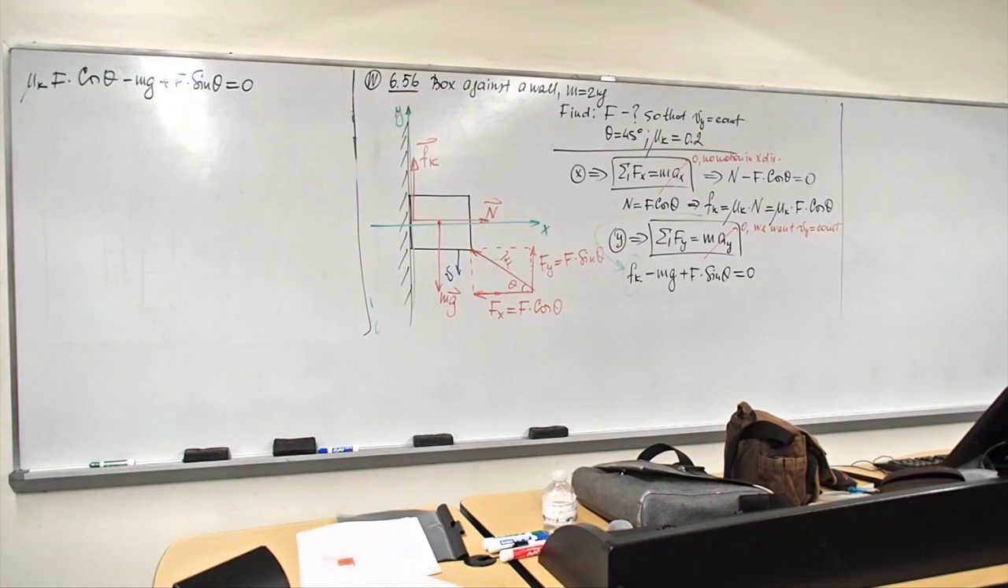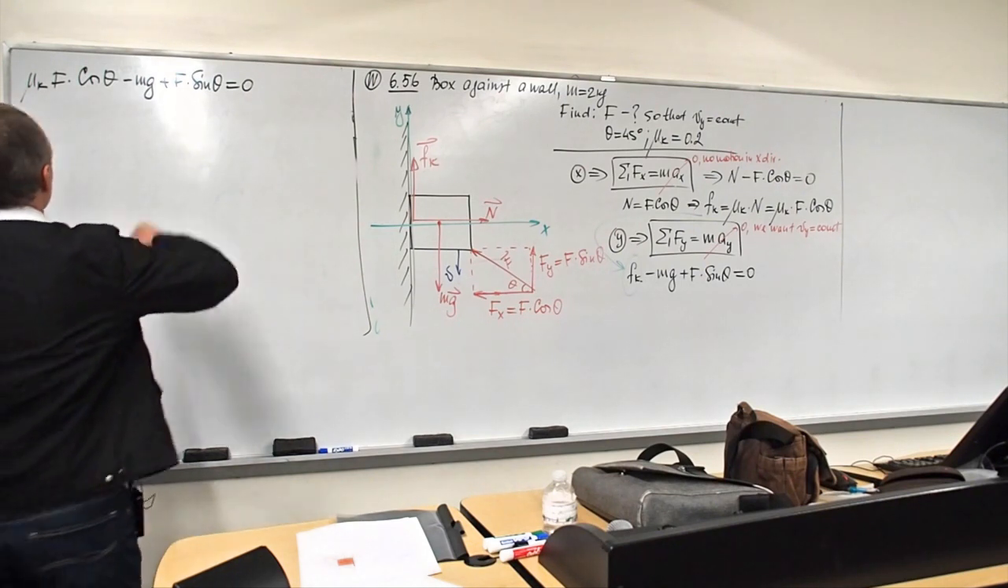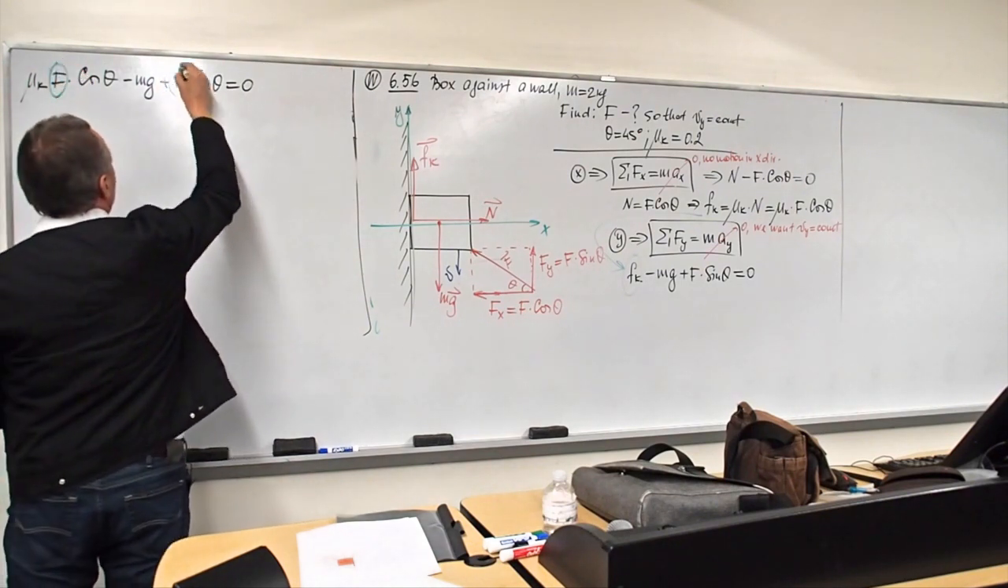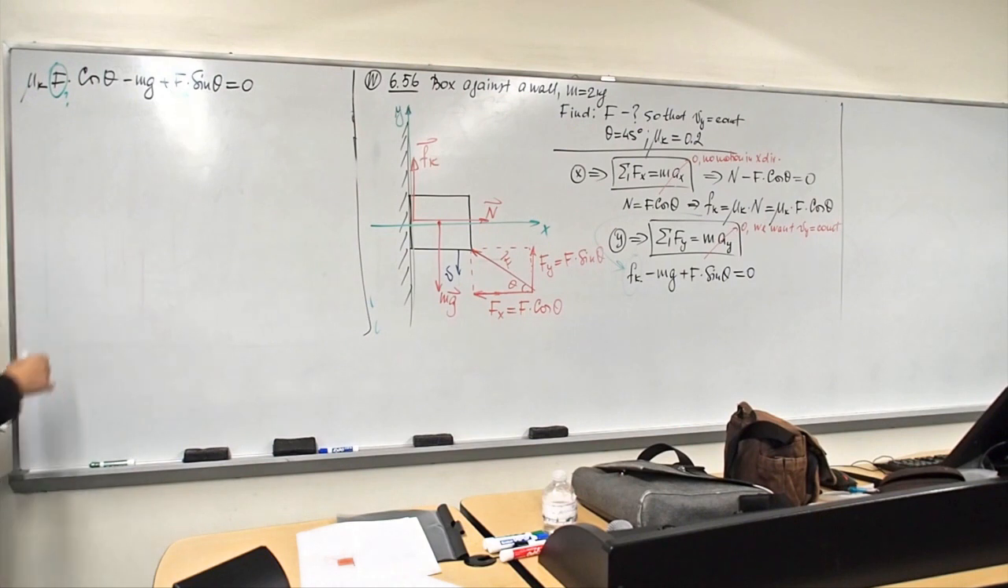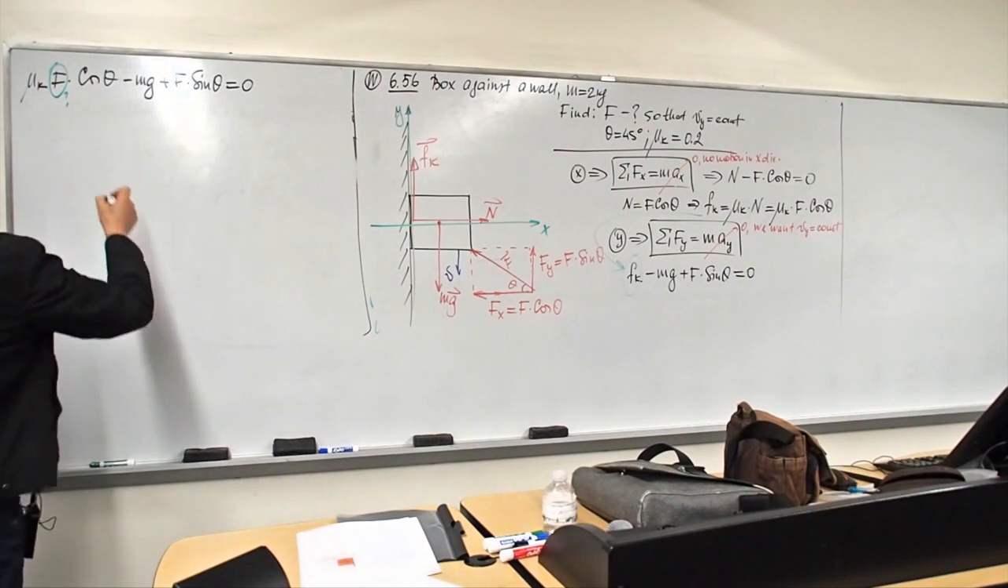How many unknowns are there in this equation? F. One equation, one unknown, okay? So there's only this F. So this is our unknown. The rest is given. So let's just solve it for F.